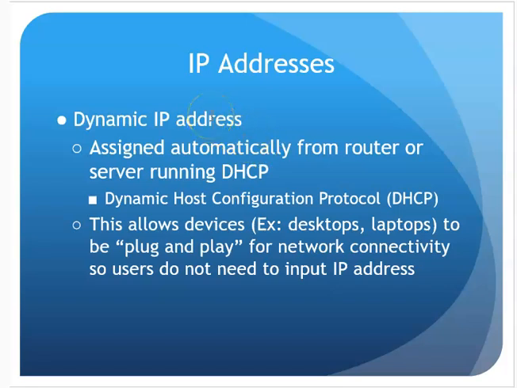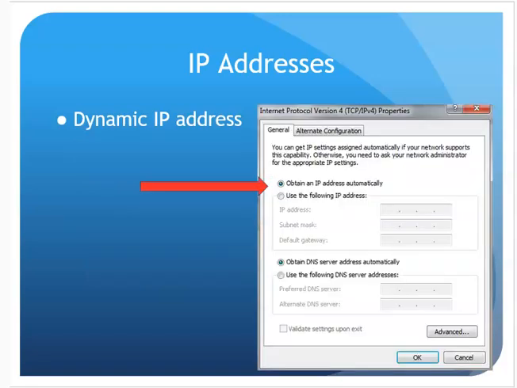So if I set my computer for a dynamic, I'm now letting a server give me the proper addressing. And again, this usually gets used for desktops, laptops, that sort of thing in the network. So users do not need to key this information in. So on my PC, this would be set for obtain IP address automatically. It is going to get it from the network, from the server on the network, and plug in all this information for you.